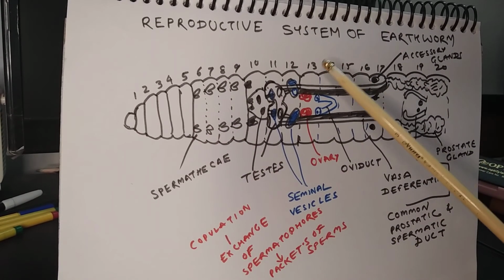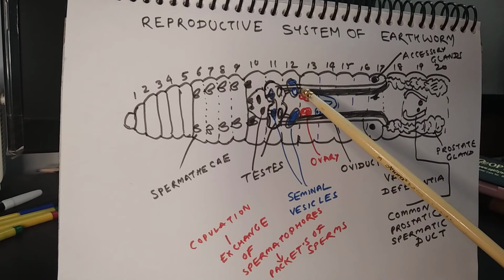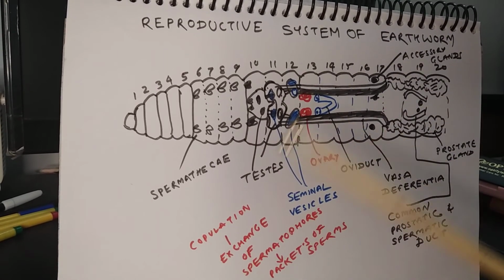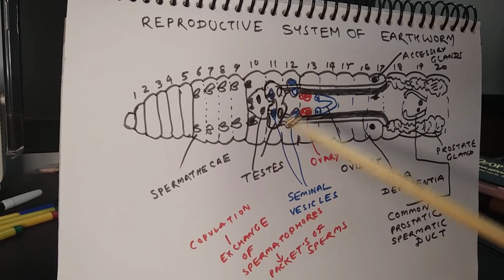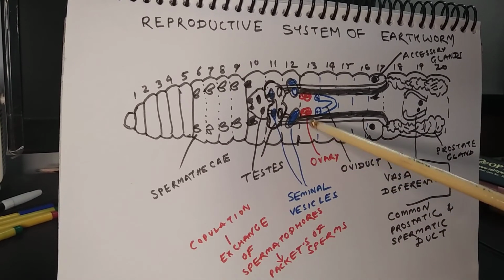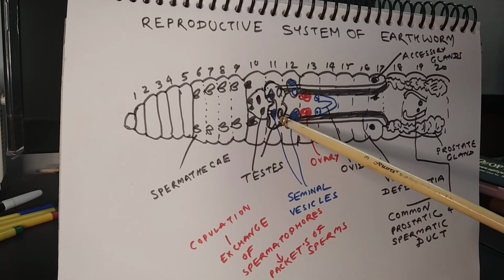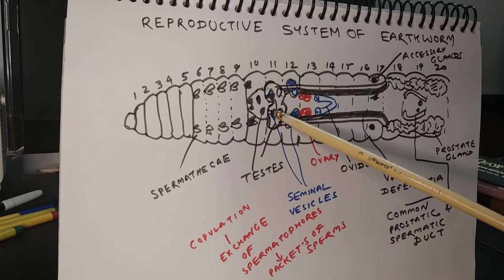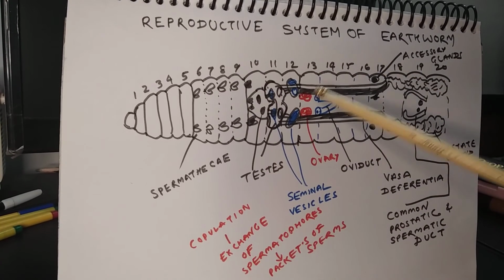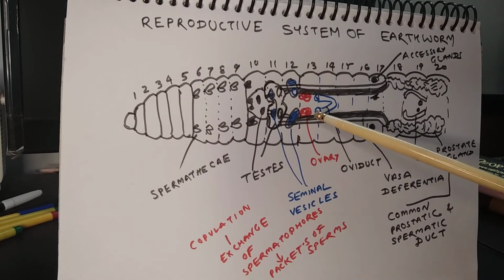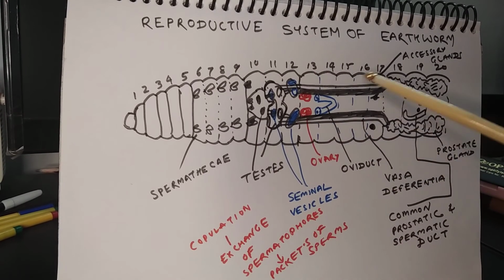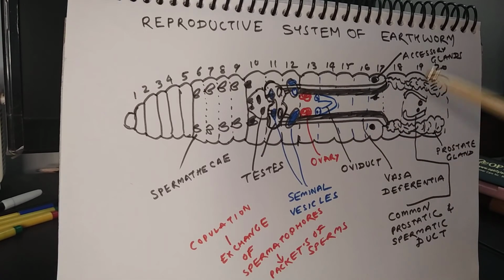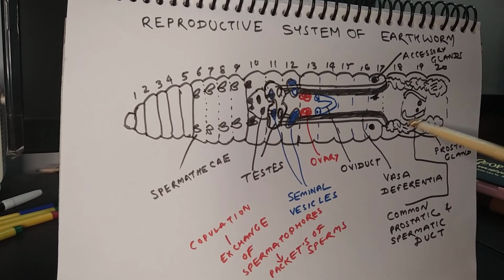In the 10th and 11th segments, there are pairs of testes. So one pair in each of the 10th and 11th segments, and these testes pour their secretion into seminal vesicles. So these are seminal vesicles for the second pair. These, in blue color, are seminal vesicles for the first pair. Then from these seminal vesicles, vasa deferentia emerge. So this is vasa deferentia. This is vasa deferentia. They open into the prostate gland.